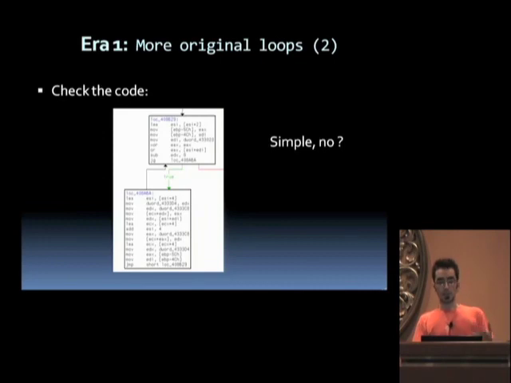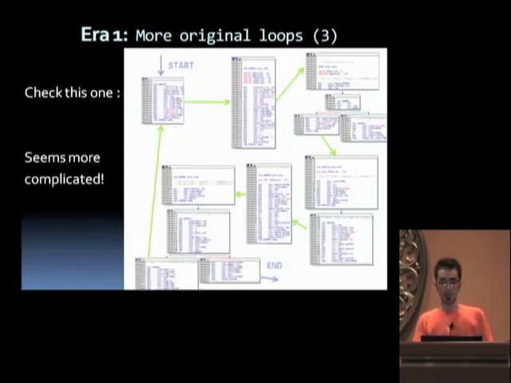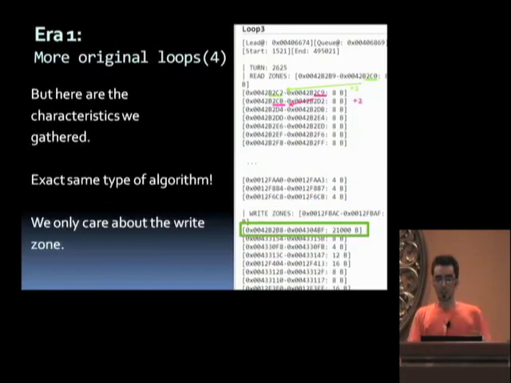But if we check the other loop in the same binary, there are a lot of basic blocks and a lot more instructions, so it seems more complicated. If we check just the read zones and the write zones, you can see that it's the exact same situation. But in this case, they jump over 2 bytes, and it has the exact same characteristics. So that's the same algorithm implemented in a more complicated manner, just jumping over 2 bytes.